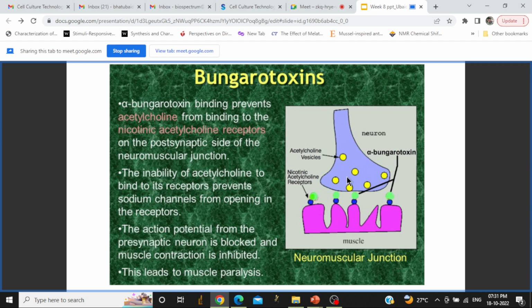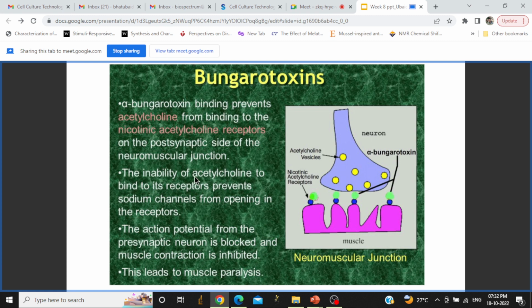But because alpha bungarotoxin binds to the receptor, acetylcholine will not bind, and the signal transmission does not occur. Because of the binding of bungarotoxin, the inability of acetylcholine to bind to its receptor prevents the sodium channel from opening. As you know, sodium channel opening is the first step of the action potential. The action potential from the presynaptic neuron is blocked, and muscle contraction is blocked. So the action potential does not transmit to the muscle, and this leads to paralysis.